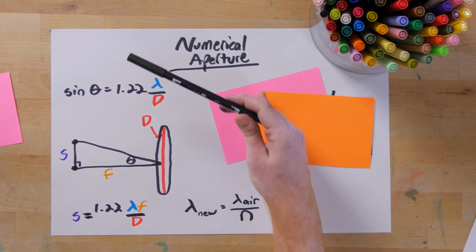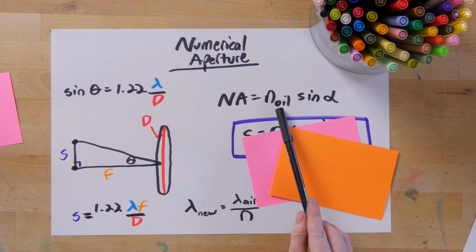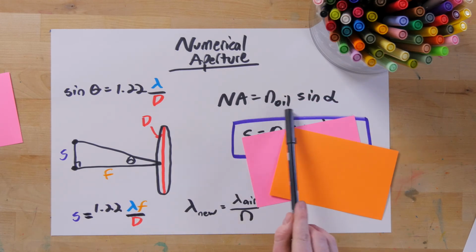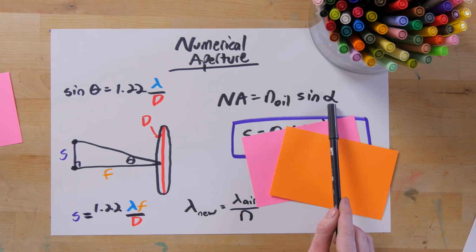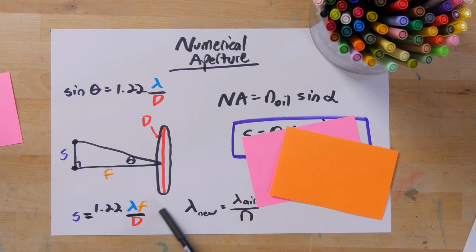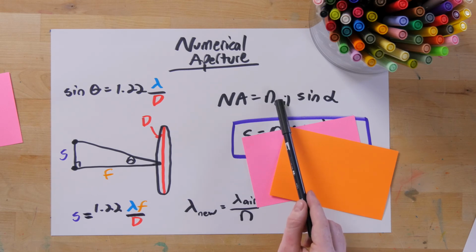Now let's define the numerical aperture to be n oil, which we'll submerge our system in, times sine alpha, with alpha just being that angle there. Now, this quantity encompasses everything we just talked about. It takes into account all of this information by including the angle, size d, and n.